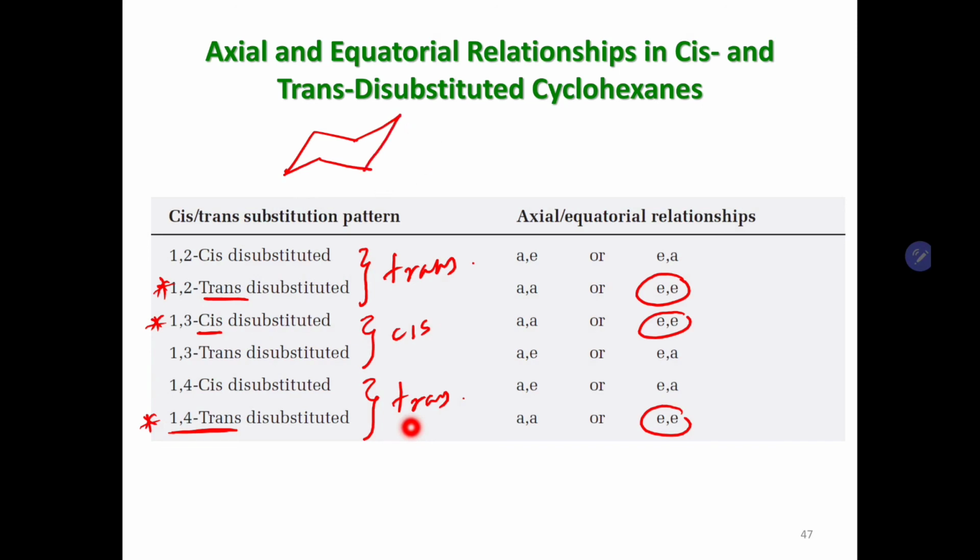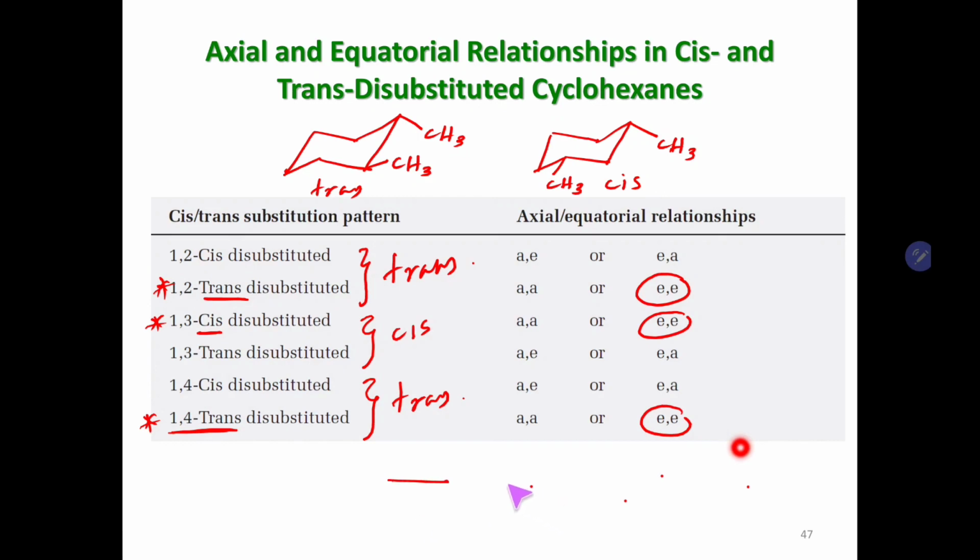Okay, so if you have the two substituents on 1 and 2 positions, this is trans. If you have the two substituents on 1 and 3, then this is the most stable isomer, which is cis. And if you have 1 and 4, then this will be the most stable isomer, which is trans.